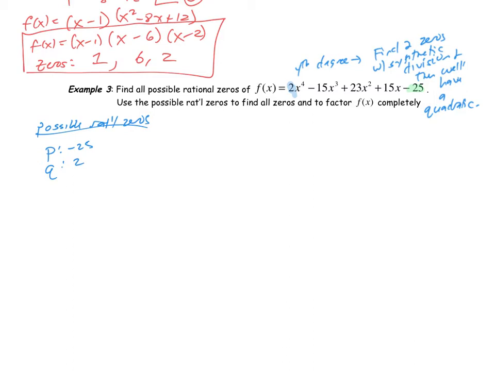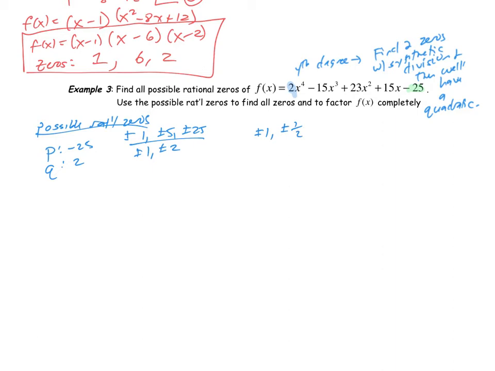And now I'm going to list out the factors of 25, which are plus or minus 1, plus or minus 5, and plus or minus 25, and the factors of 2, which are plus or minus 1 and plus or minus 2. So I'm going to generate the list where I'm going to take each factor from the numerator and divide it by each factor in the denominator. So I'm going to have plus or minus 1 and plus or minus 1/2.